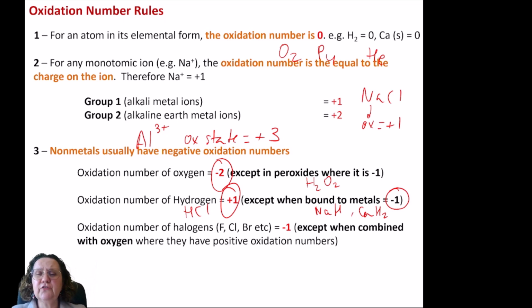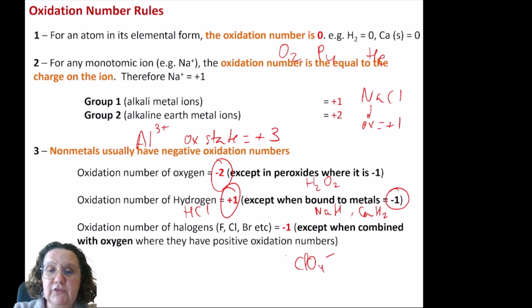The oxidation number of halogens, fluorine, chlorine, bromine, iodine, is typically -1, because they have a very strong tendency to gain one electron. The only exception is when they are combined with oxygen. For example, I've got here ClO4 minus. That fragment is called perchlorate. And in that sort of compound, for example, you could have it as an acid, perchloric acid.